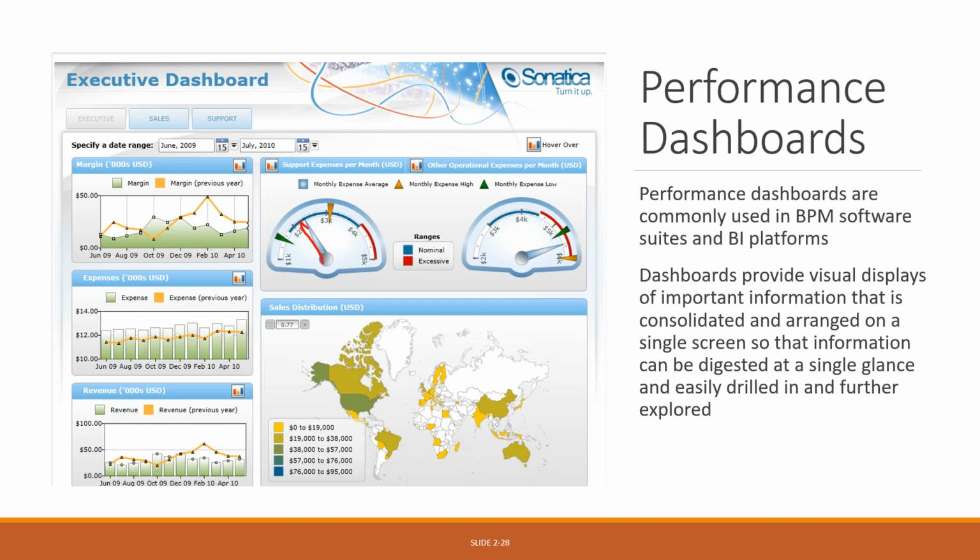This particular meter here: if it's down below at this point, that's good. If it's here, we need to be cautious. If it's up here, we're in the red zone, right? And we have some nominal ranges here. Now the one on the left appears to be support expenses per month, and this is operational expenses per month, right?